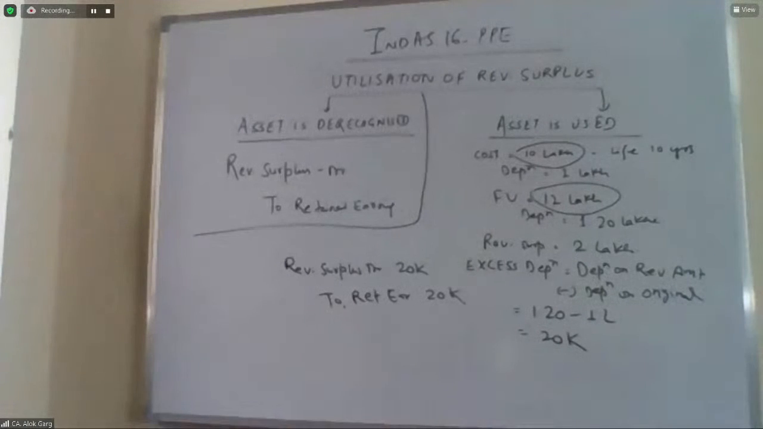So Purushottam, technically speaking, there is no concept of gross carrying amount. There is a concept of gross block or original cost. The carrying amount concept is there. Carrying amount means original cost minus accumulated depreciation minus accumulated impairment loss. So gross block means original cost or revalued amount.